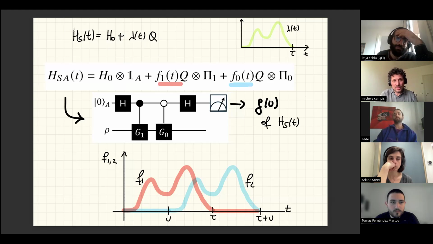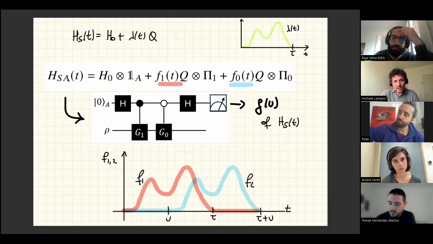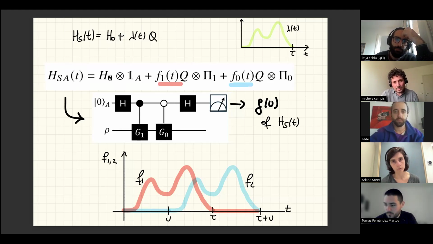You have this driven system. You want the two-point measurement work PDF associated to this very process. So what you do is you run this circuit, which means you have to now come up with some time-dependent system ancilla Hamiltonian, which is written here, that results in those two G1 and G0 conditional operations. Okay, so let me show you what this all means.